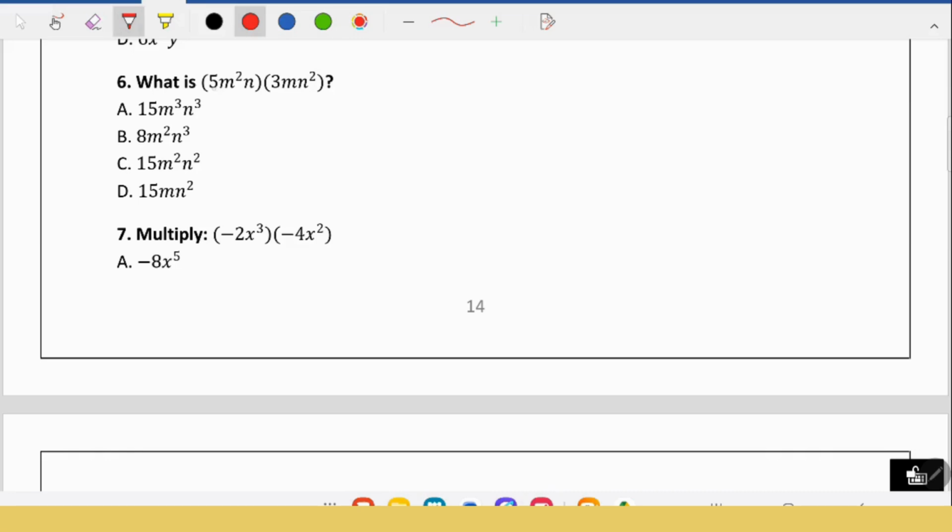Next I have 5m² and 3mn². So I multiply the coefficients first. 5 times 3 is 15. m and m, same letters, I'm going to add their powers. 2 plus 1 is 3. And n², same, I'm going to add their powers. 1 plus 2 is 3. So 15m³n³. This is option A. This is my answer.